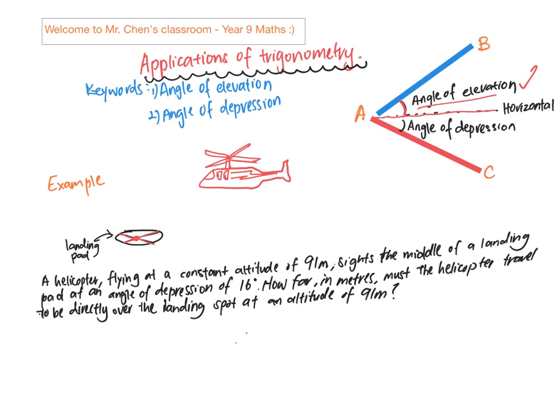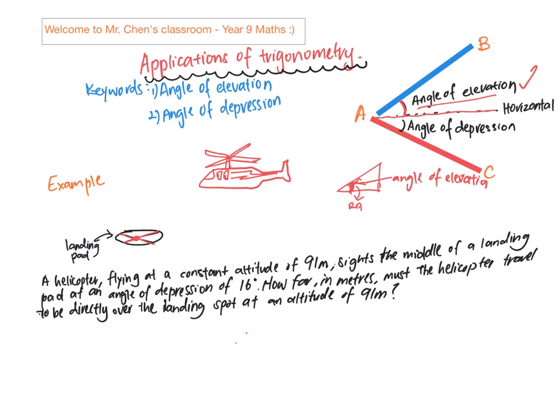So if I have a triangle, and I'm referring to this angle, that is my reference angle. Since this angle is going up, we call it the angle of elevation. Angle of elevation for this one.